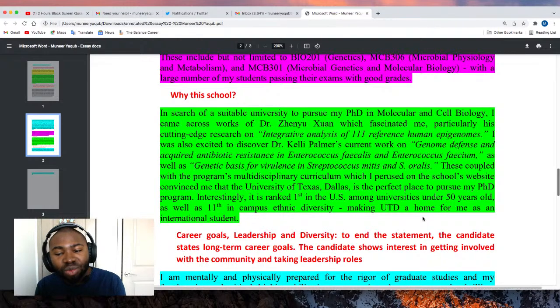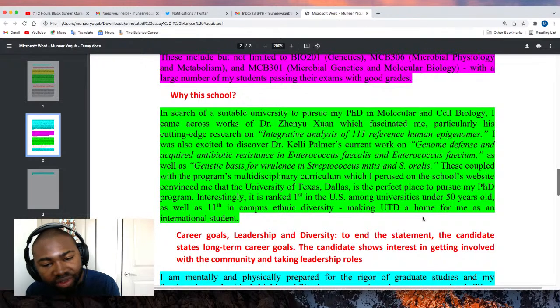But what's even more interesting was that I'm an international student, right? I'm black, and there are these racism issues in the US. So I said I was looking for a school that will make me feel at home, and I don't want to experience racism and all. And so when I saw their ranking on campus ethnic diversity, they ranked 11th on that ranking.